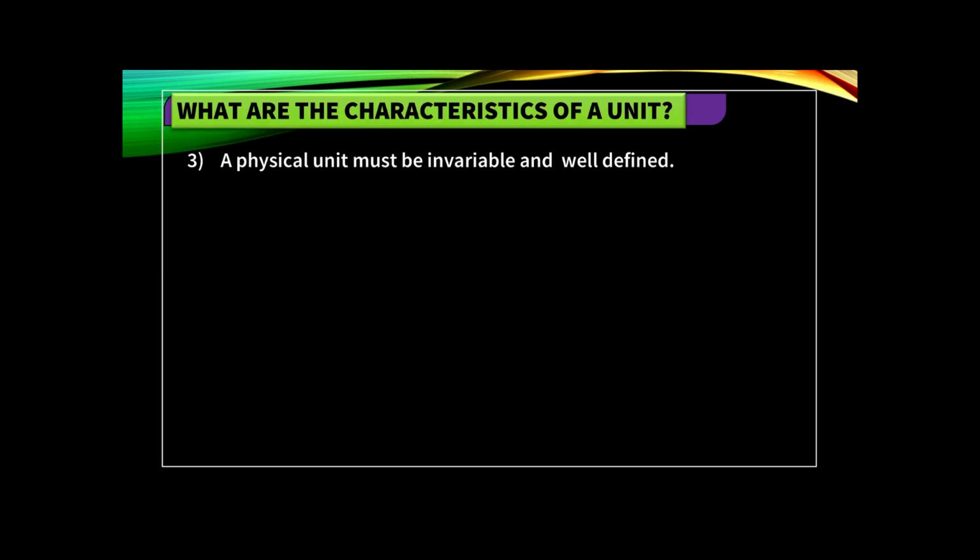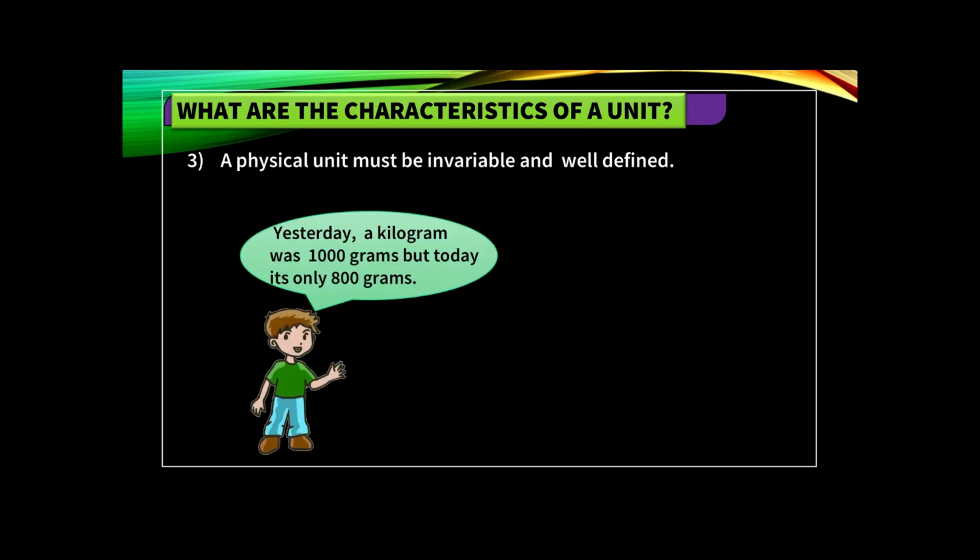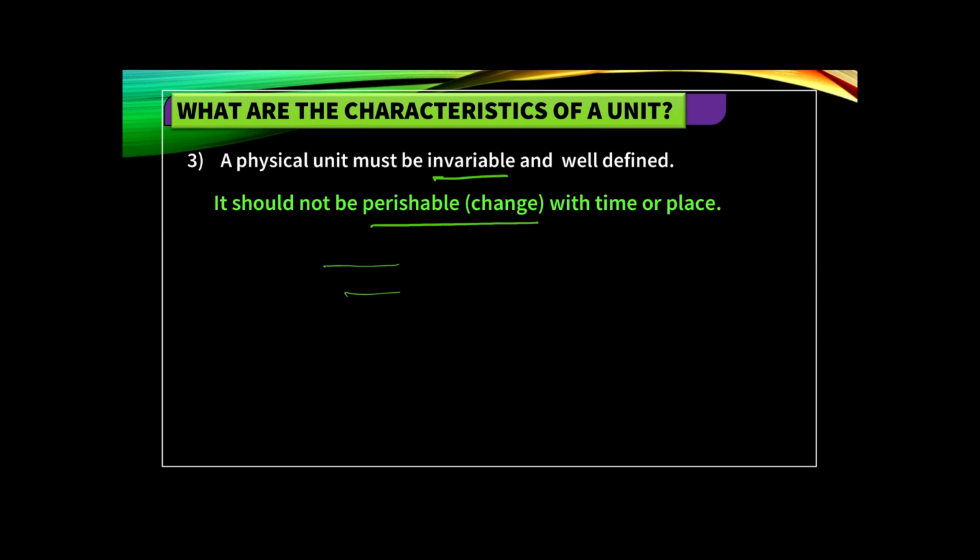Now, another characteristic of a unit, it should be invariable all over the world. It should be well defined. See, today it is 1000 gram. Tomorrow it changes into 800 gram. No, it should remain invariable from time to time. 1 kilogram means 1 kilogram. Same anywhere in the world, the same. So it should be invariable and well defined. It should not be perishable. It should not change with time and place. That is the meaning of that.